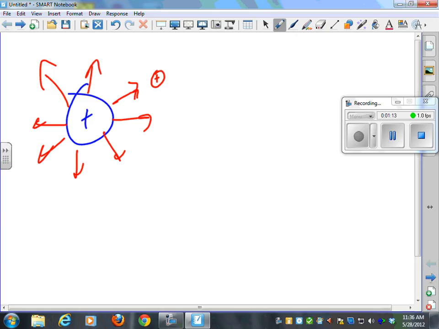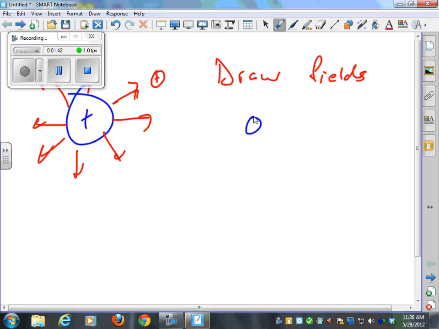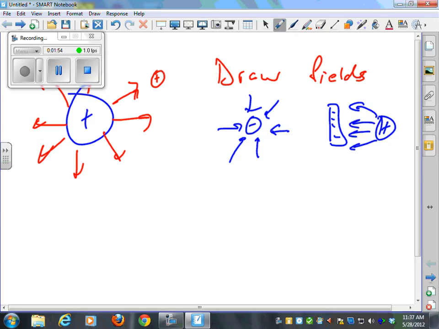The second one says to diagram electric fields using lines of force with respect to positive test charges, including single point charges, positive, negative, near two like charges, near two unlike charges, between a single charge and a charged plate, and between two oppositely charged parallel plates. In other words, you need to be able to draw fields. Things like this, negative charge, positive, negative. You need to be able to draw fields.